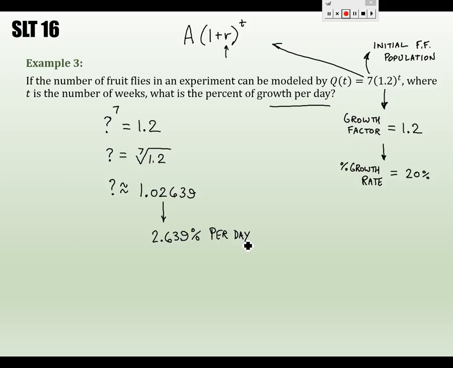Notice that that isn't just 20% divided by 7, or something like that. But we actually need to think about it in these terms. Again, I'm going back up to this original thought here. It's the 1 plus whatever the percent growth rate is. And so here I think you can see the percent growth rate is 2.639%.